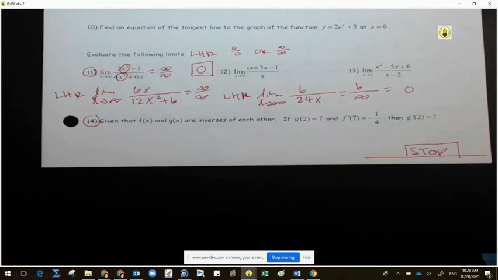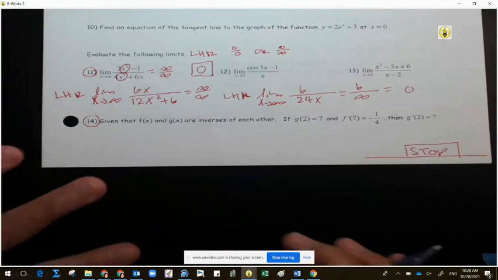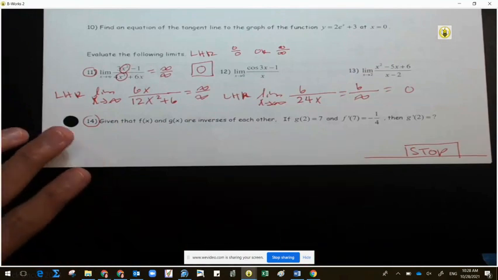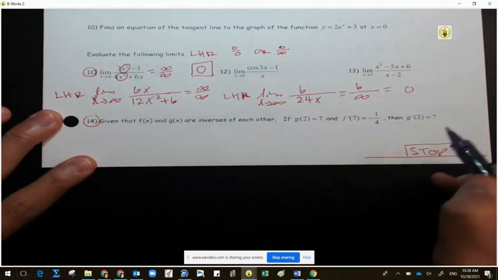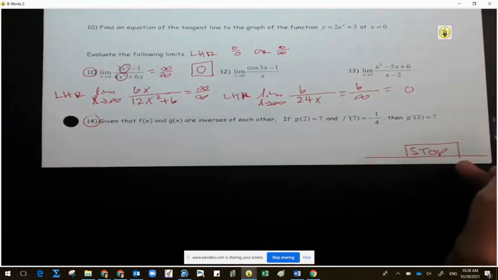On number 14, Cody, go ahead and read that one for me, please. Given that f of x and g of x are inverses of each other, if g of 2 equals 7 and f prime of 7 equals negative 1/4, and g prime of 2 equals 20.